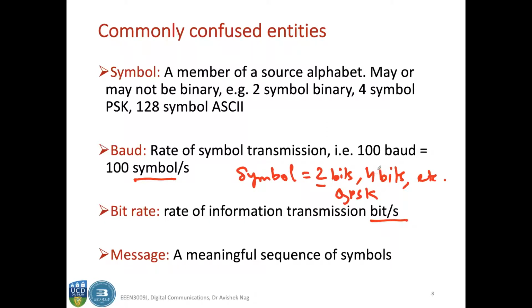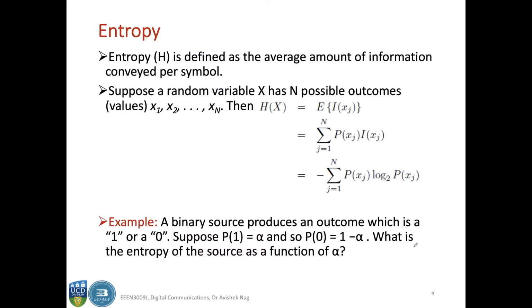If you use 16-QAM, then you are using basically 4 bits per symbol. In that case, 100 symbols per second, or a 100 baud rate, translates to 400 bits per second. And finally, a message is a meaningful sequence of symbols. Now let us define another term called entropy.